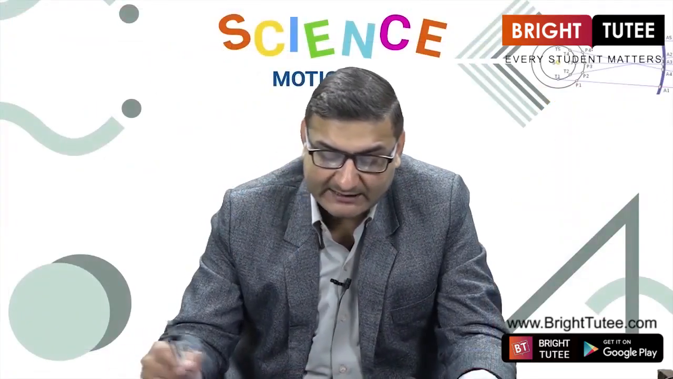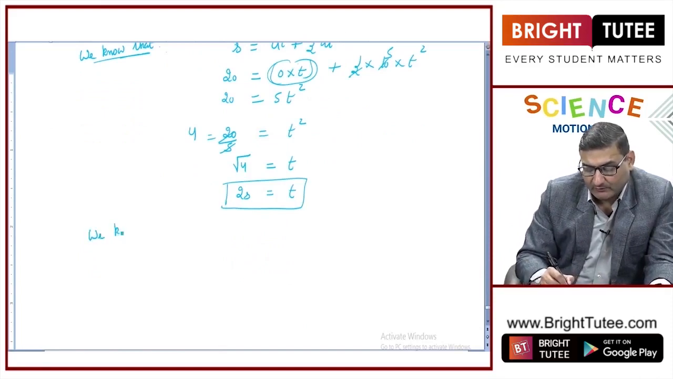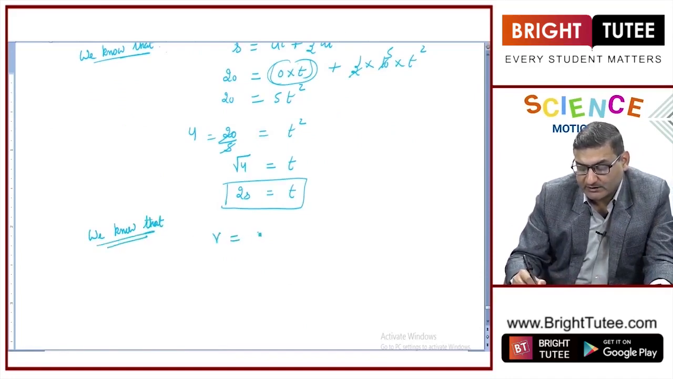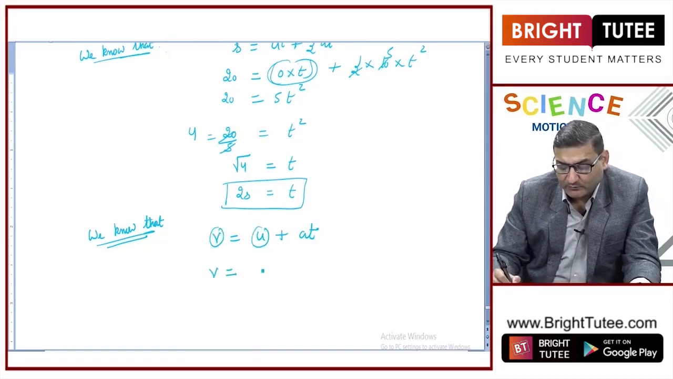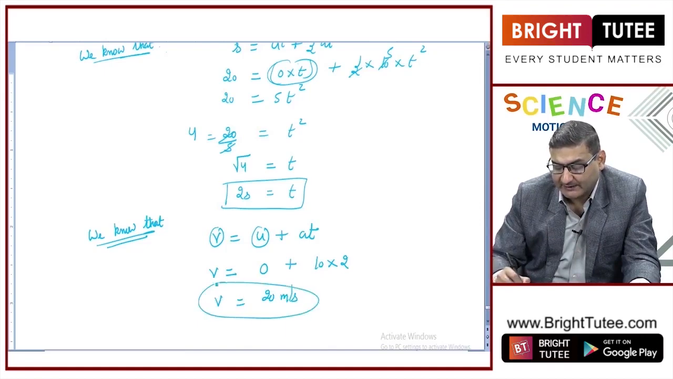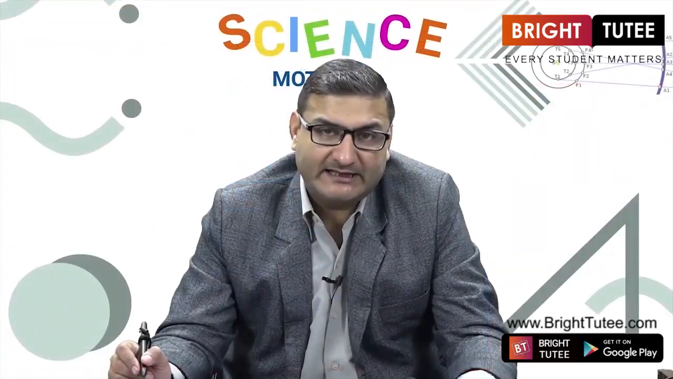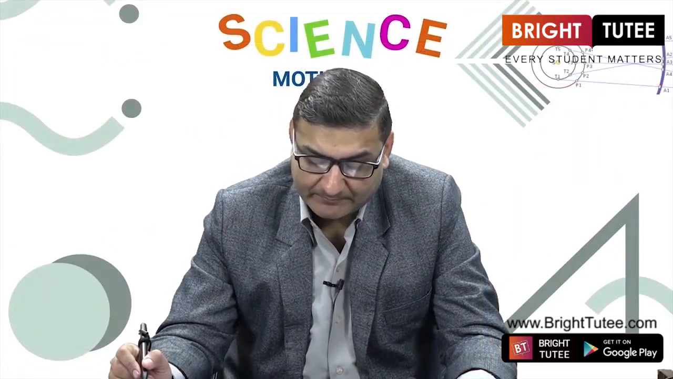Got it? The second thing we were required to calculate was v. Now that we have the value of time, we know that with the first equation of motion, v is equal to u plus at. V we need to calculate, u was given to be 0, plus a is given to be 10 and the time we have calculated is 2. So, v will be equal to 10 into 2, which is 20 meter per second. Fine. So, this is our final velocity. Got it? Alright. Next question.